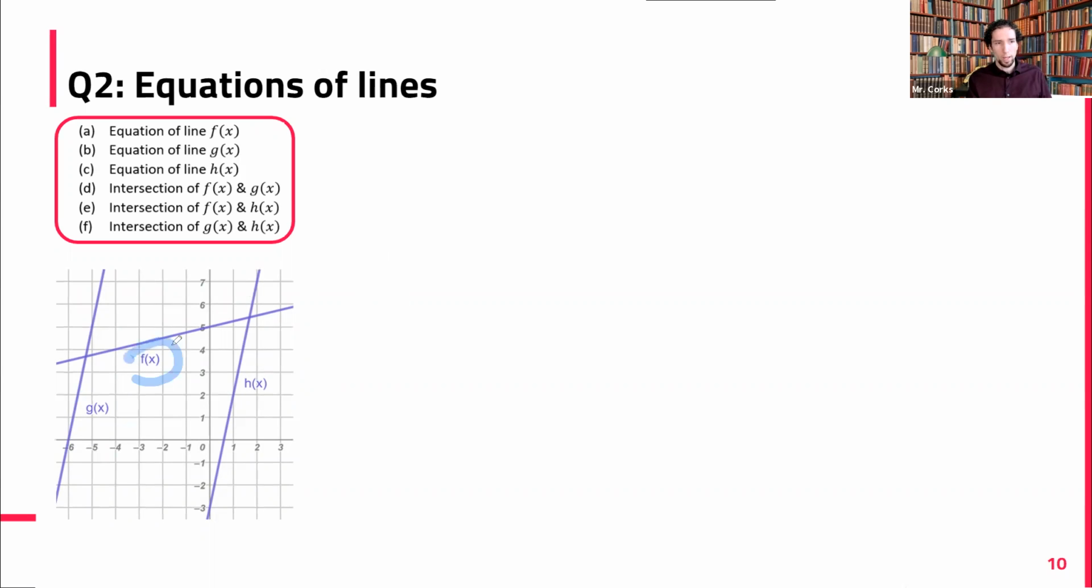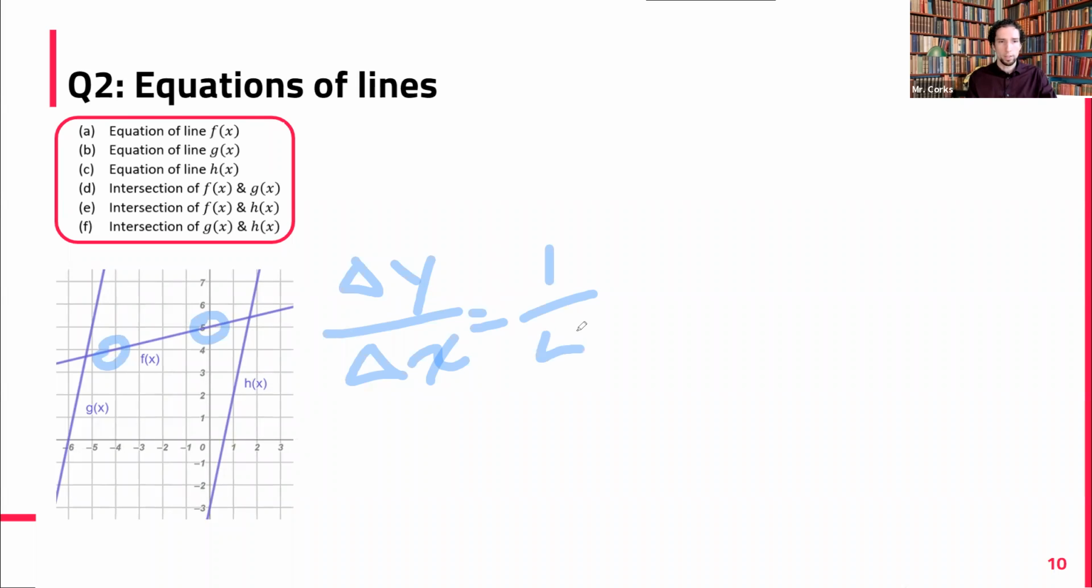So the first one, f of x, here's a point, here's a point. Okay, what's our delta y between those 2 points? It's 1. And what's our delta x between those 2 points? It's, sorry, let's write this over a little further. 1 over, it's 4. So there's our slope, it's 1/4.